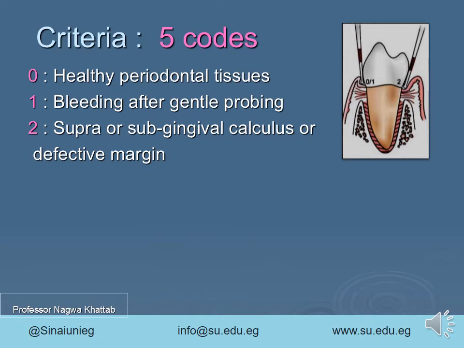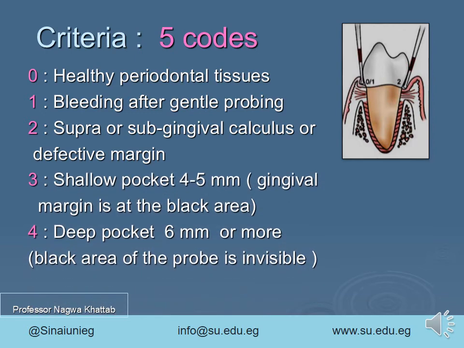For the periodontal disease, we have five codes. 0 is a healthy periodontal tissue. 1, there is bleeding after gentle probing. 2, supragingival or subgingival calculus or defective margin. These are reversible conditions. 3, shallow pocket between 4 to 5 millimeter. 4, deep pocket more than 6 millimeters.